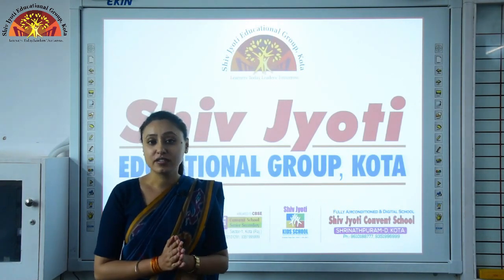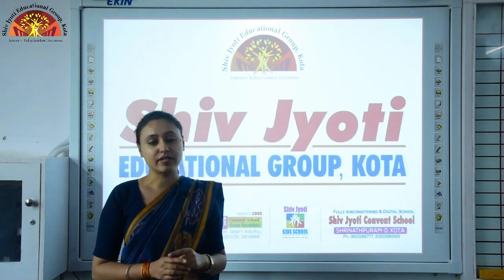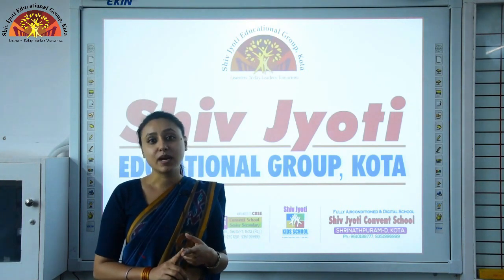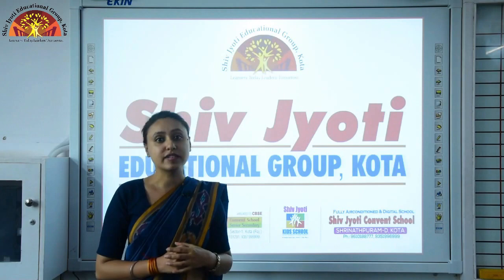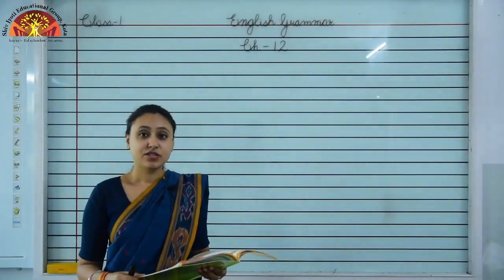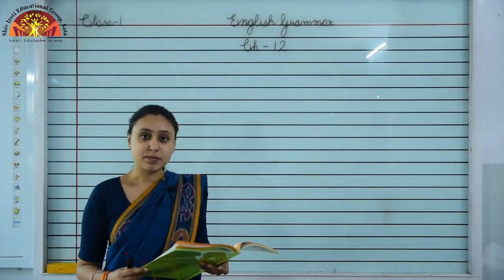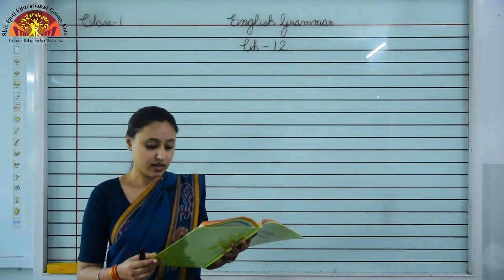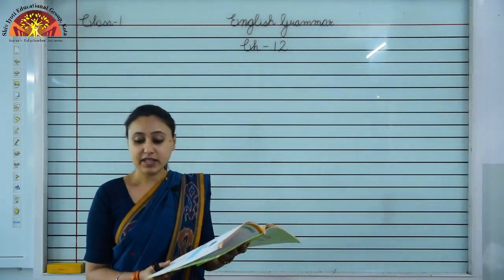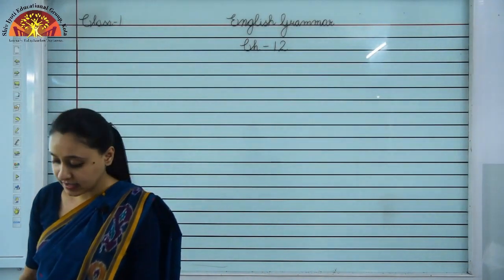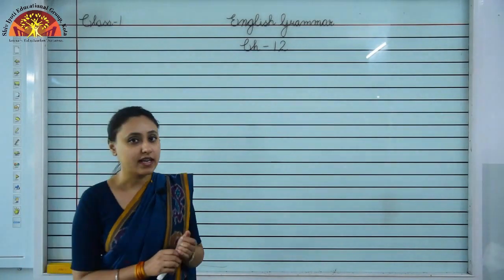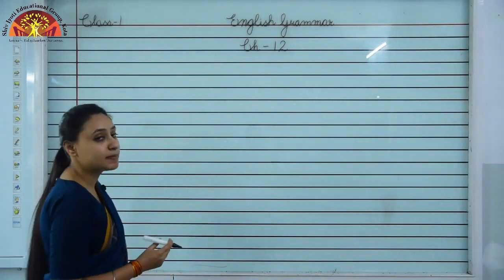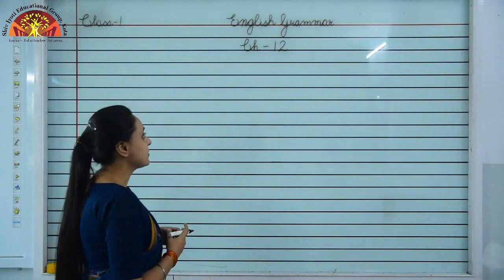Children, today I am here to teach you English grammar. In this we will study chapter 12, A and the, and picture reading, okay? Children, first we will study chapter 12, A and the. So kids, open your book and take out page number 67. Before starting A and the, I would like to explain vowels and consonants, okay?